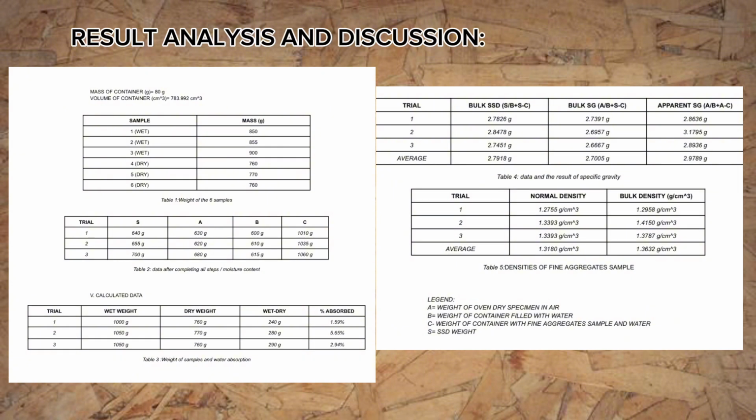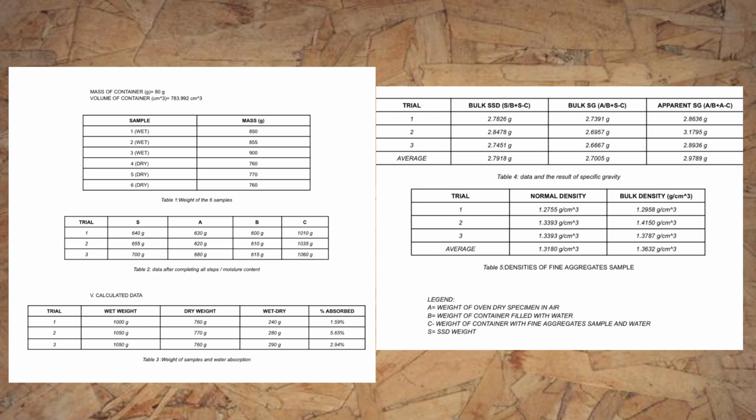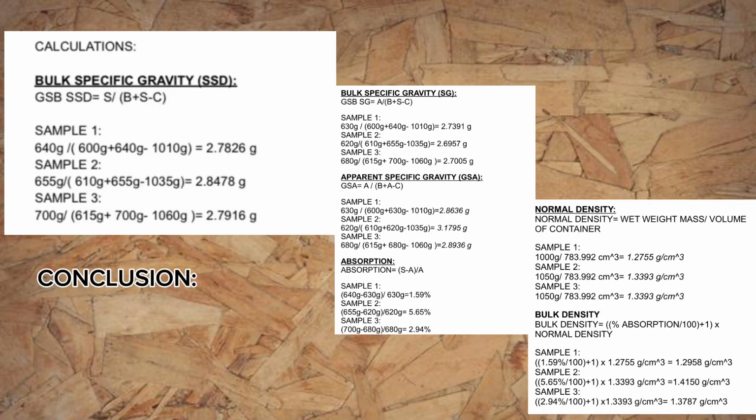In conclusion, the experiment was conducted with the primary objective of assessing various properties of fine aggregates, including specific gravity, water absorption, moisture content, and densities. The utilization of quartering method facilitated the acquisition of representative testing sizes essential for accurate analysis.